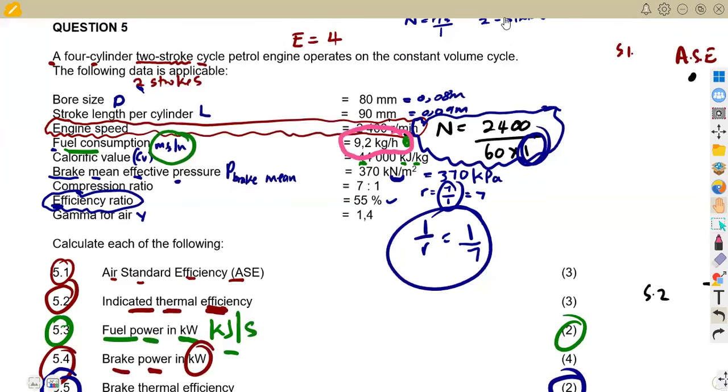So consider your formulas and consider the units of each formula, how it is affected. And I tried by all means to show you guys how you apply your units. So we shall see more questions to come, till we meet again.